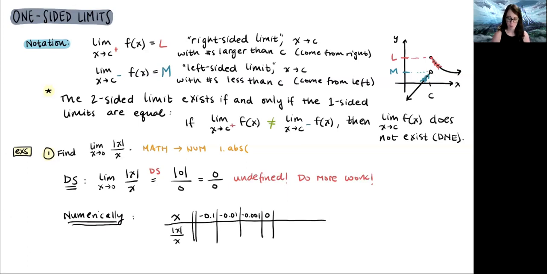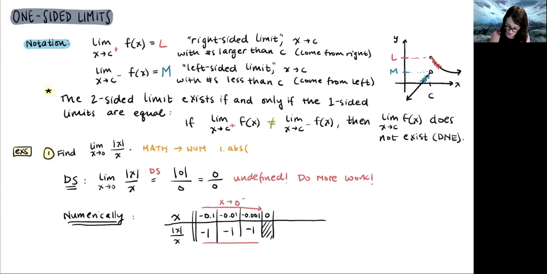So when you plug in negative 0.1, this should come out to be negative 1. When you plug in negative 0.01, you get negative 1 again. And when you plug in negative 0.001, you also get negative 1. So if we take a look at this, we can even shade this out because that's undefined, so we can't actually plug a 0 in. So as x is approaching 0 from the left-hand side, we've got a left-sided limit here. So x is approaching 0 from the left.